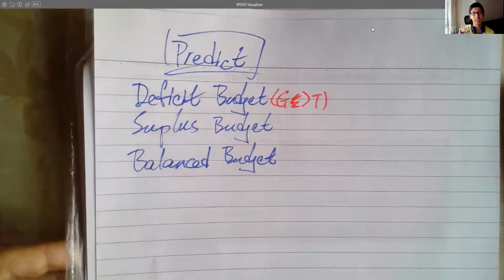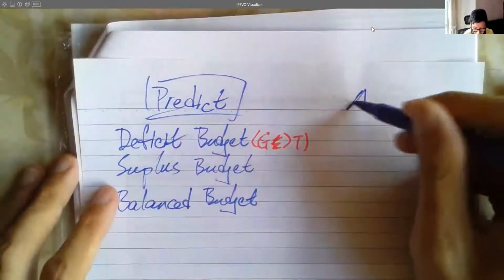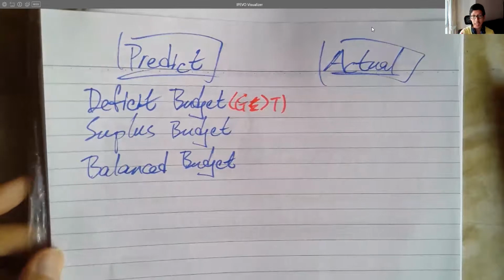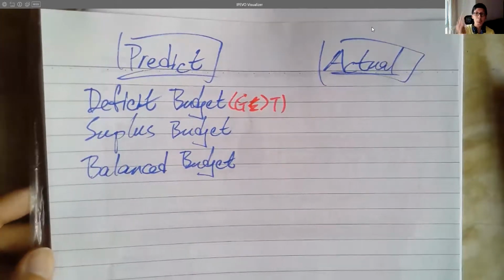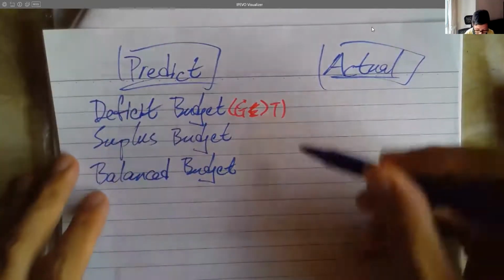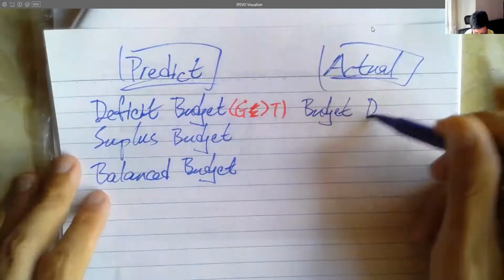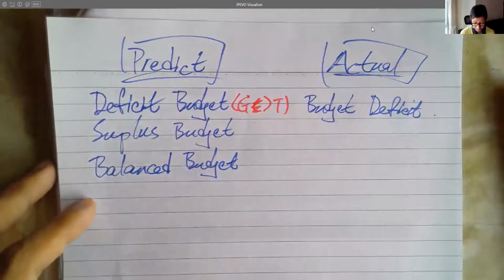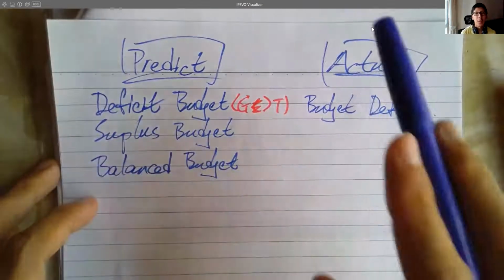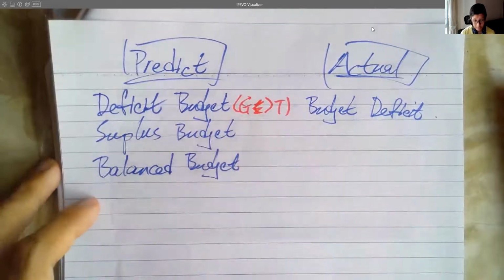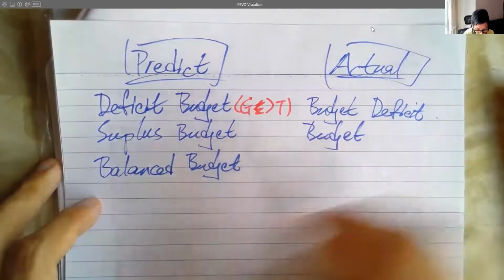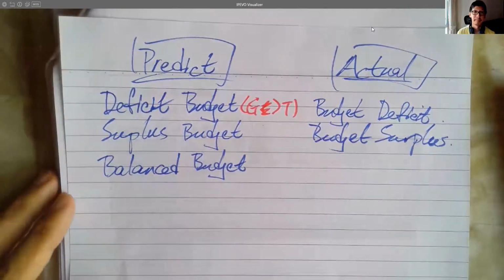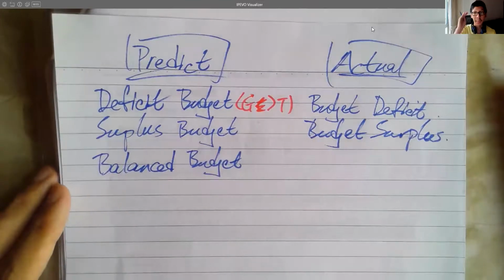But now the naming. I know the naming sounds a little bit confusing. Now what happens after the year? We will know actually whether we have lost or not. If we actually lose money, we are spending more than we are receiving, we call it a budget deficit. You see it's very confusing. The naming is very confusing, right? When you're predicting, we call it a deficit budget. When it actually happens, we call it a budget deficit. And obviously, if we actually have more money, we call it a budget surplus, etc. So these are just some naming.